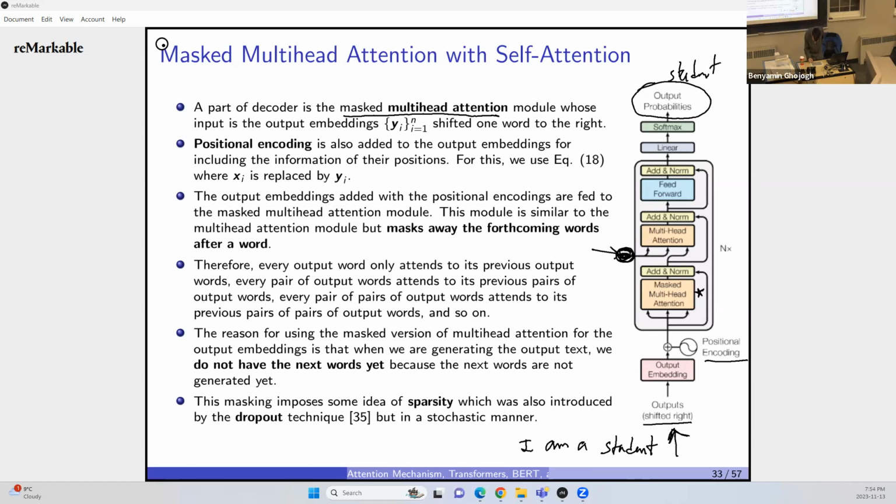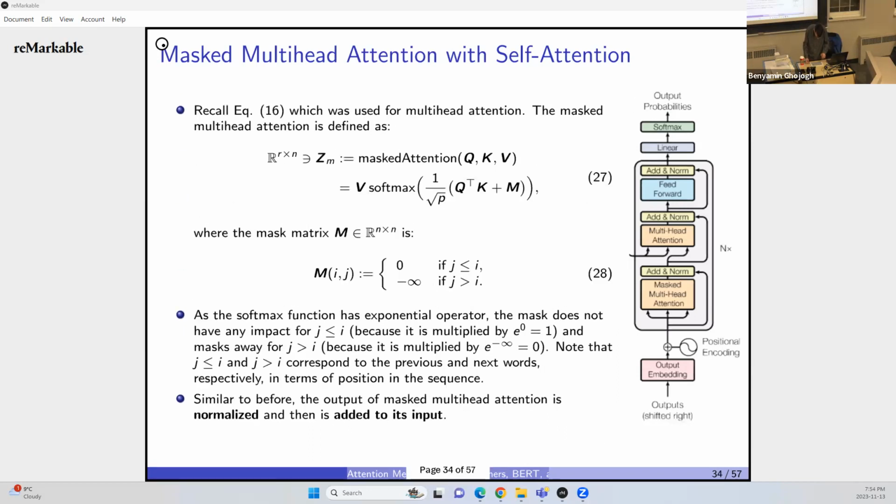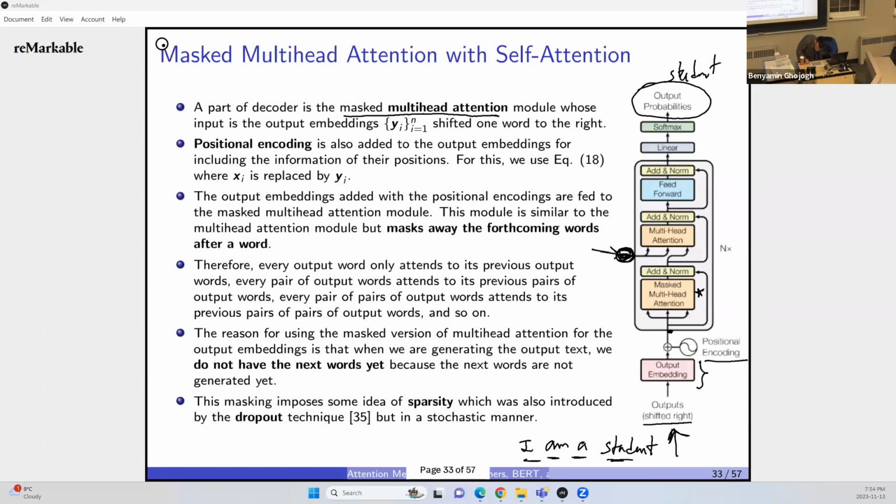Now we get the output embeddings using word-to-vec embeddings, for example. Then we again do positional encoding because here we also have order, right? So far clear? Agree? And now we are here. Now I'm going to talk about this. We have masked multi-head attention.